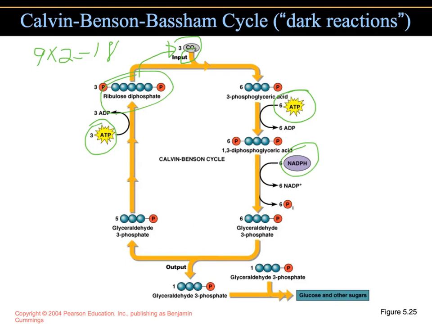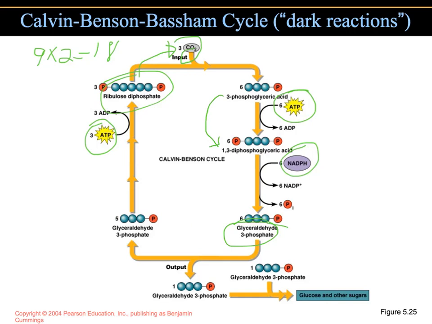Now, we can also see here that the ATPs are used to phosphorylate the 3-phosphoglyceric acid, and it turns it into 1,3-diphosphoglyceric acid, which gets reduced by NADPH, turning it into G3P.